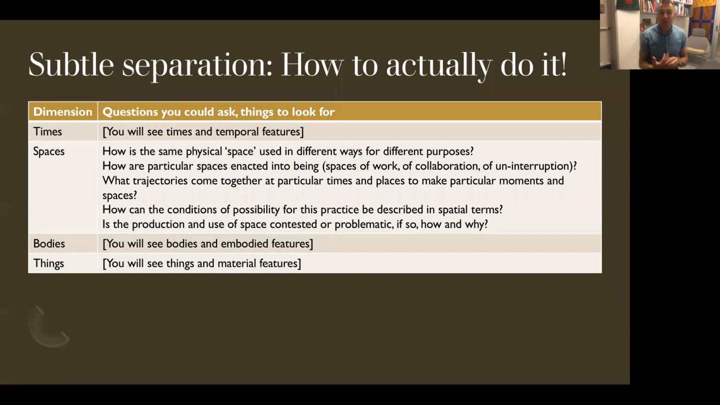Similar questions now for spaces. Now you'll see in the tables, wherever there would have been blank rows, I'm also saying you will also see. So in times, you will also see spaces, bodies, and things. Here in spaces, you will also see times, bodies, and things. So there are questions you might ask if you took spaces as your point of departure.